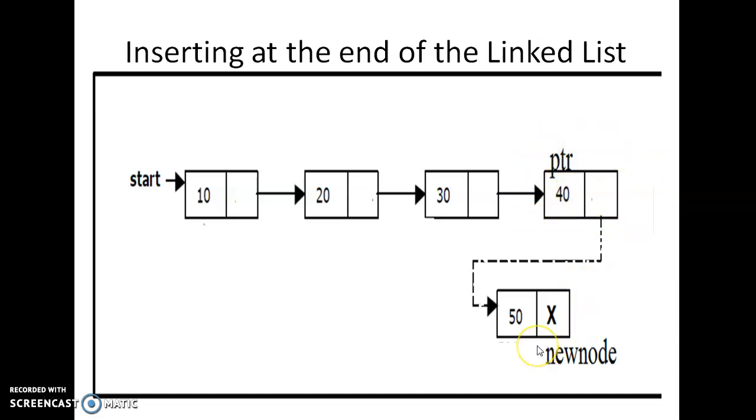Now I have created a new node called 50. So this is the new node and this is the pointer. What I want to do is add this particular new node after the last node. Previously pointer of next was pointing to null. Now pointer of next will be pointing to the new node. That is the code: pointer of next will be pointing to the new node.